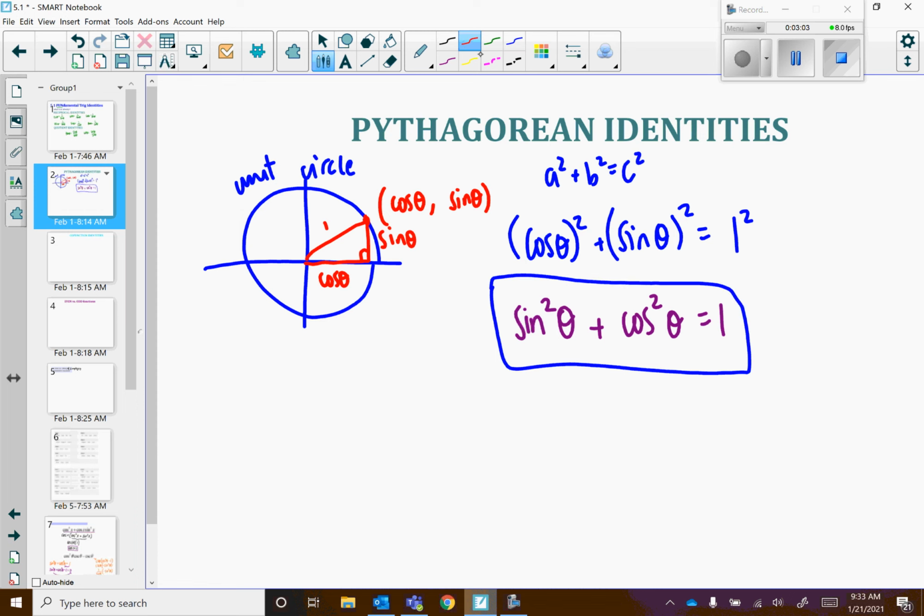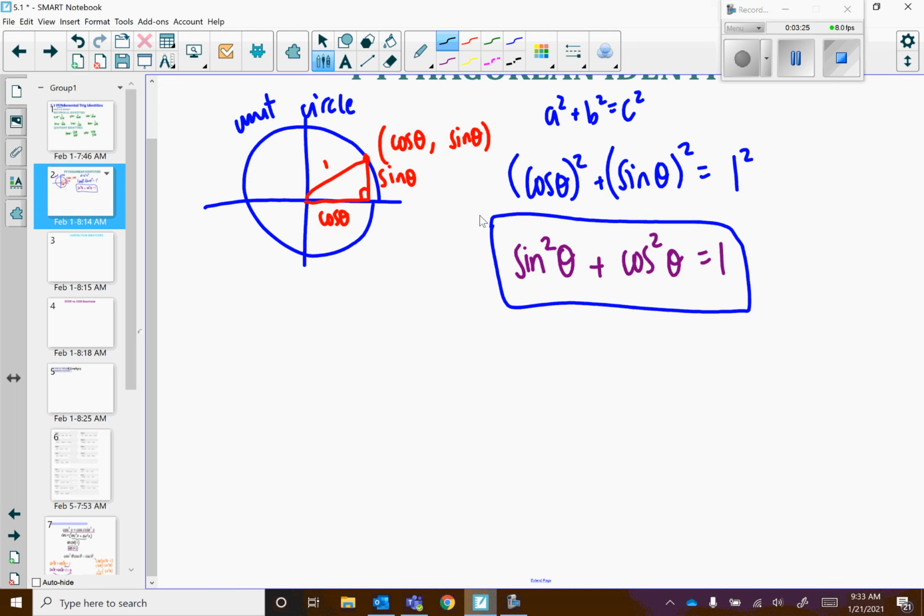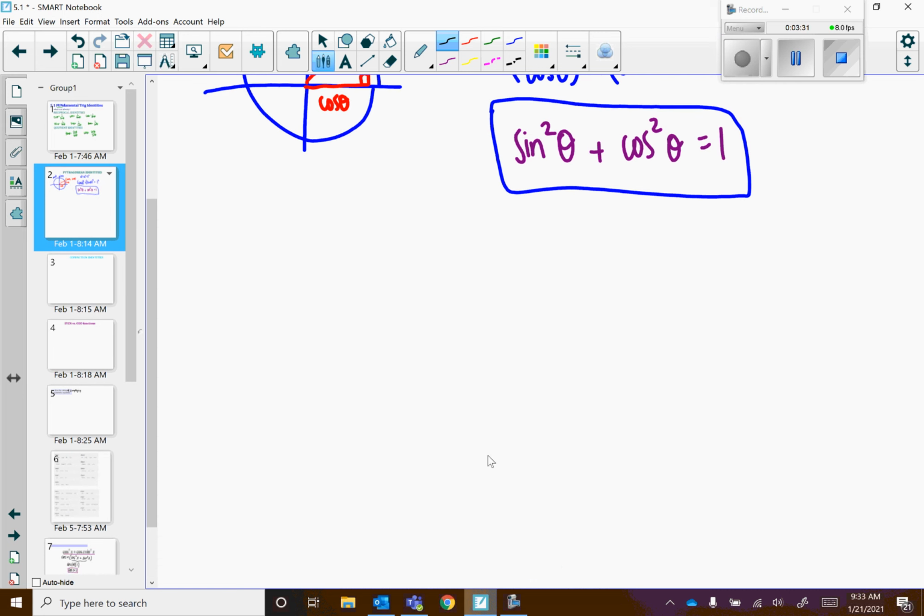Notice that this sine of theta squared is the same as sine squared theta. The reason we do this is because if I wrote it like this, sine of theta squared, I don't know if that's the angle measure squared or the sine of that angle measure squared. So just be careful on your notation there. Now this is the first of 3 Pythagorean identities. And to get the other 2, I am going to show you a little trick.